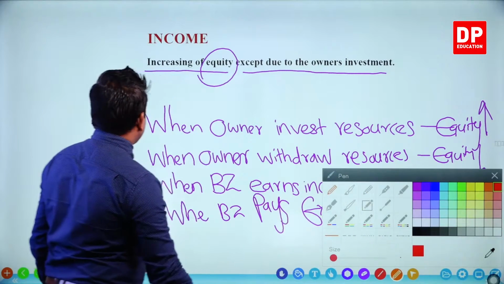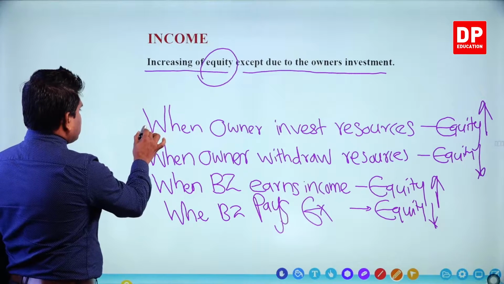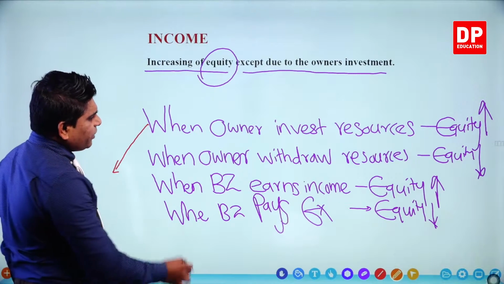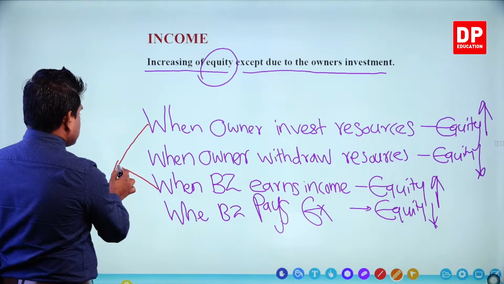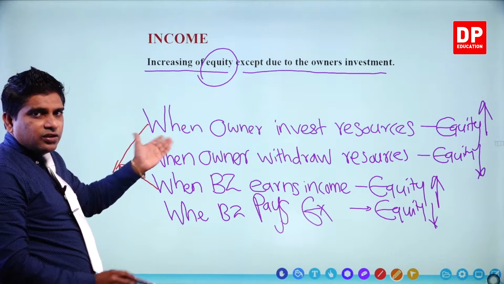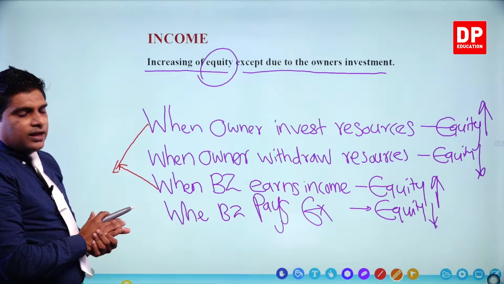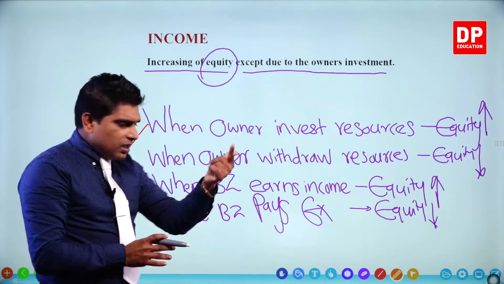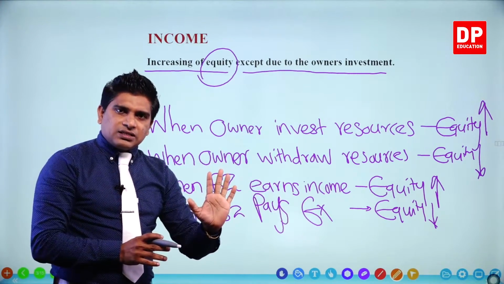Now you see here, when owner invests resources to the business, this is the first thing to increase equity. The other one you see here, when business earns income, what happens? Equity increases. There are only 2 out of this which affect to increase the equity, right? When owner invests resources, what happens? Equity increases, okay. When the business earns income, equity increases.